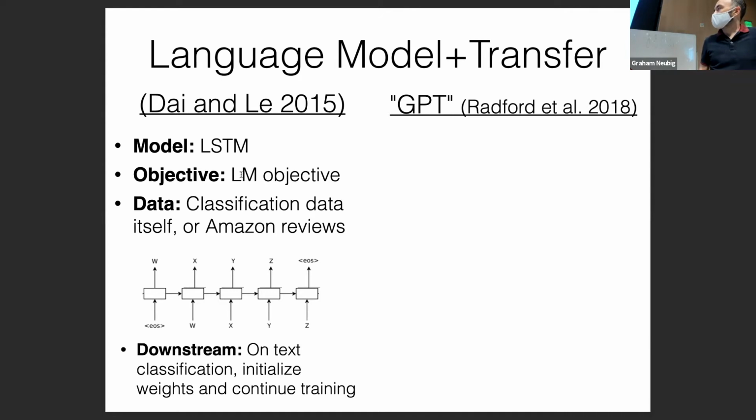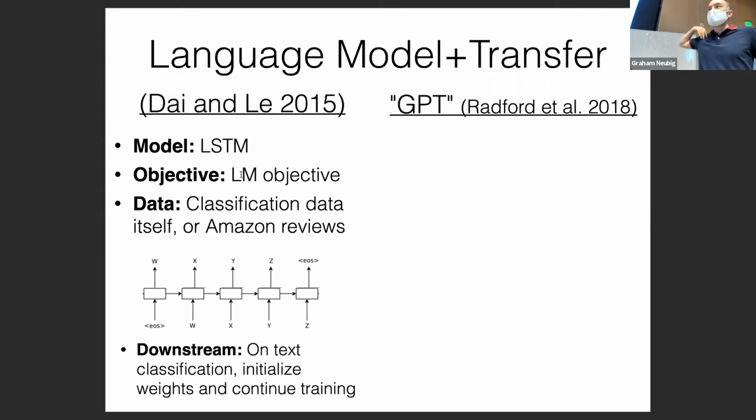Downstream, the way they used these models was they initialized the weights of the classification model, and then they continued training. And the interesting result in this paper, which I think really motivated the use of pre-training techniques, and it's not something I found obvious at the time, is that even training the LSTM language model on only the classification data, literally the same data that was used to train the text classifier, they saw large gains in accuracy for text classification.